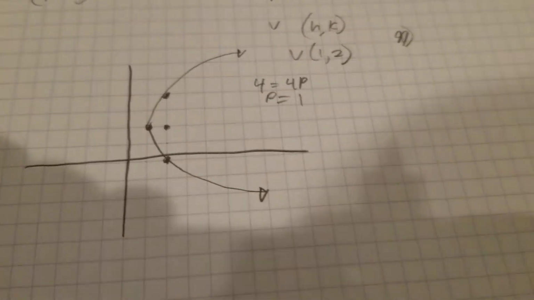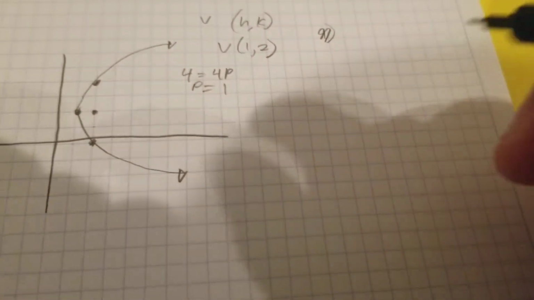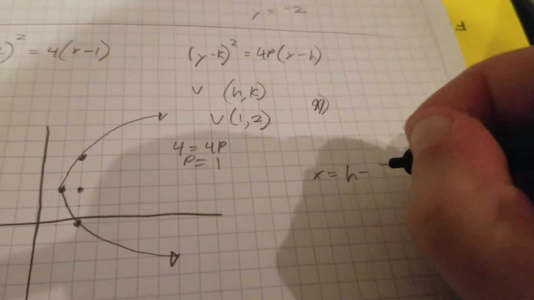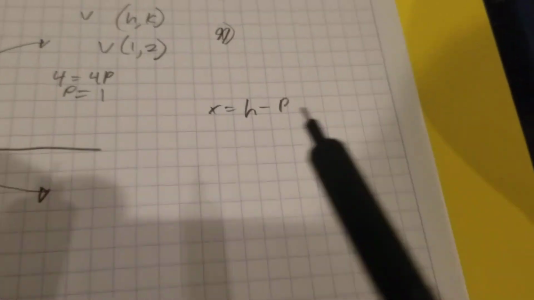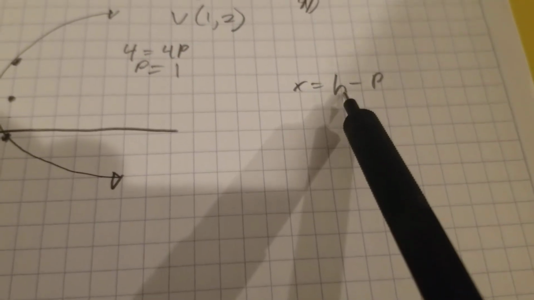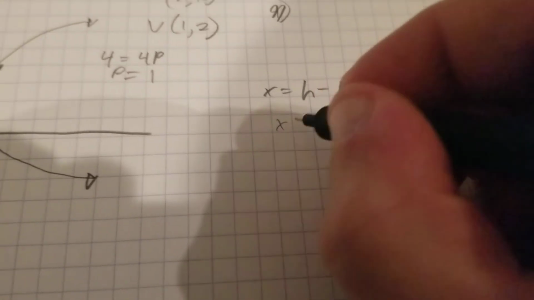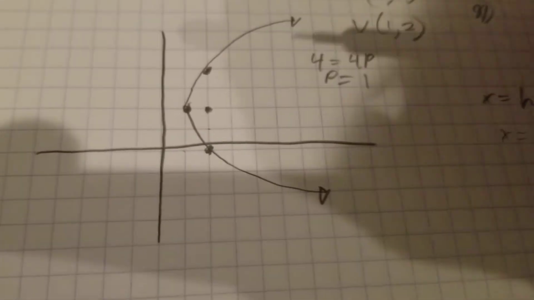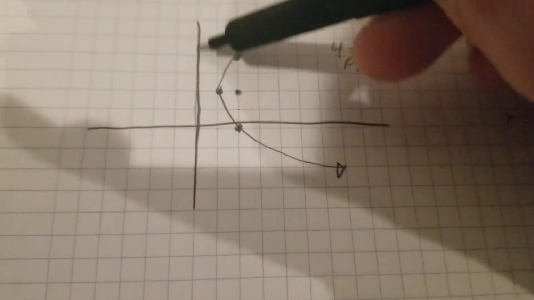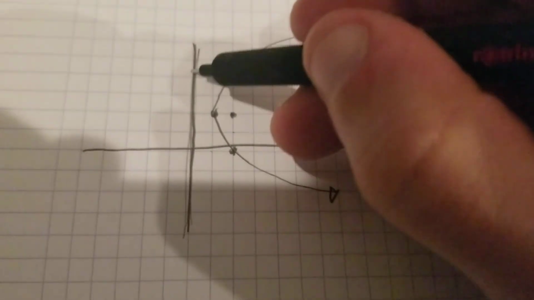Then to find our directrix, the directrix here is going to be x equals h minus p. So h here is 1, 1 minus p, 1 minus 1 is 0. So x equals 0. It's going to be hard to see, but our directrix just goes along here on the y-axis.